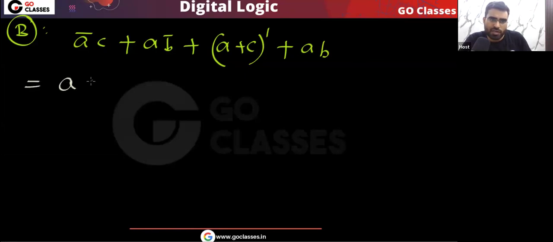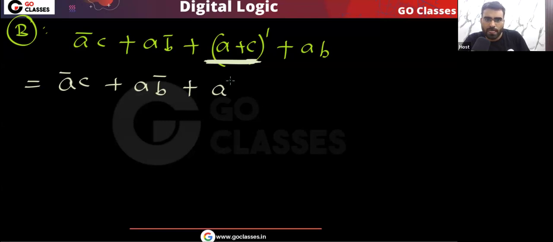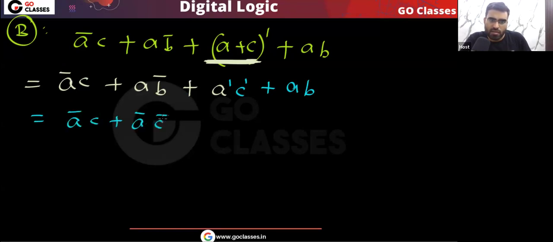So let's simplify, very simple. A bar c or a b bar. You can apply the De Morgan law here. So what you will get? You will get a bar c bar or ab. Correct. Now let's see a bar c, a bar c bar. What can I write like this? This will be what?